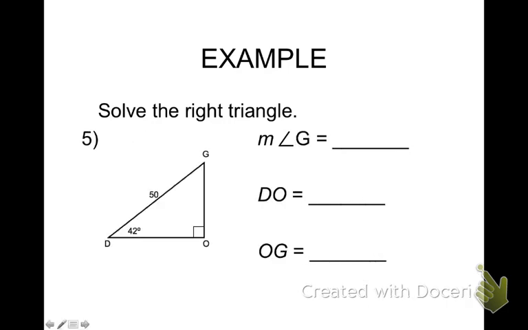Why is solving for the measure of angle G easy in this case? It already gives us one of our angles. So all we have to do is 180 minus 90 minus 42, is what? 48. So the measure of angle G is 48 degrees. Now let's solve for DO. So I'm going to put an X down there at DO. Which trig function is going to let me solve for DO?